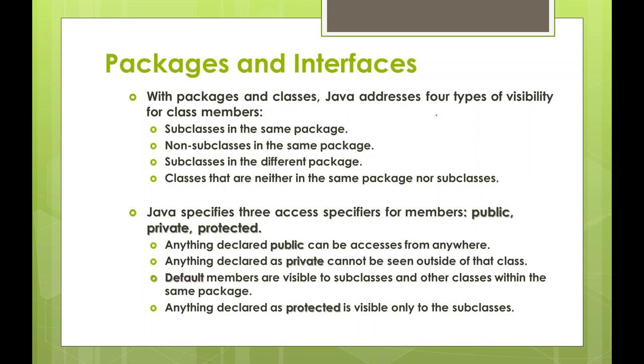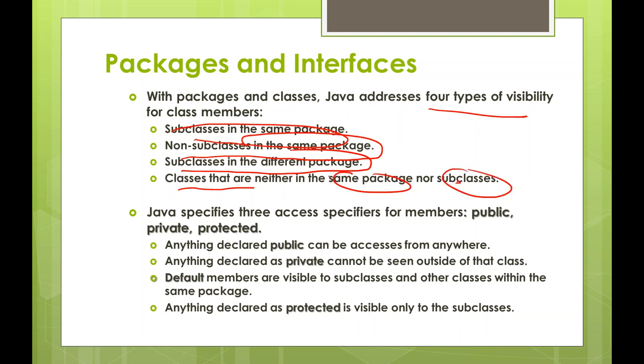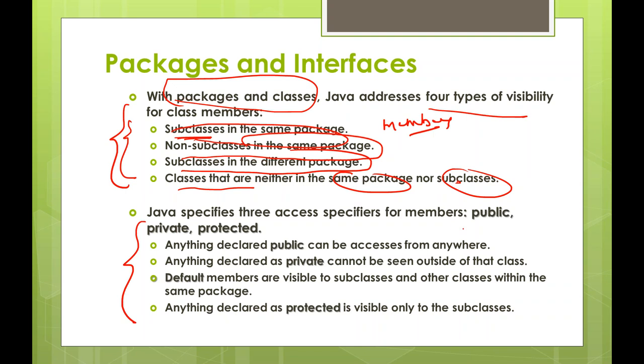With these packages, it addresses four types of visibility: subclasses within the same package, non-subclasses within the same package, classes in a different package, subclasses in a different package, and classes that are neither in the same package nor subclasses. These are the visibilities that Java tries to address with packages and classes. This is class level, and these are member level. We have different access specifiers: public, private, protected, and default, which does not have any name associated with it.